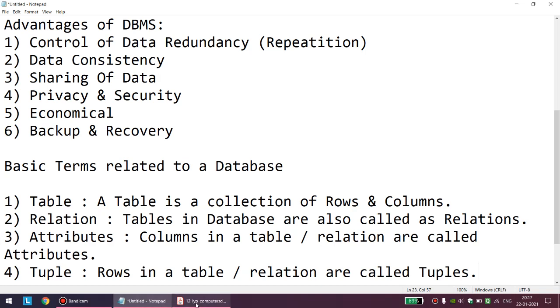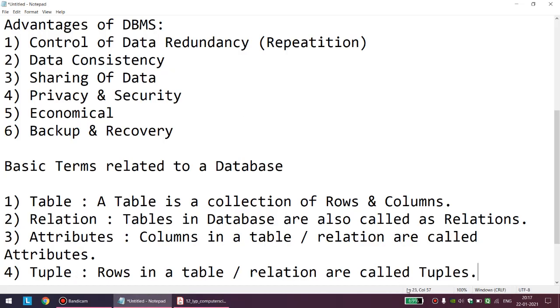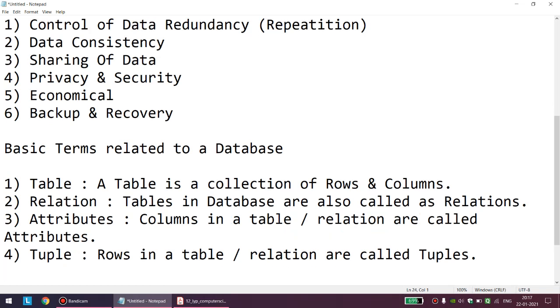Let me revise these points once again. This is a table. If we call it a table, in generalized database terminology this can be called a relation. These are columns, these are rows. No problem in this, but in generalized database terminology, columns are also called attributes, correct? Rows are also called tuples, okay? And kindly do not confuse this tuple with the tuple of Python, correct?